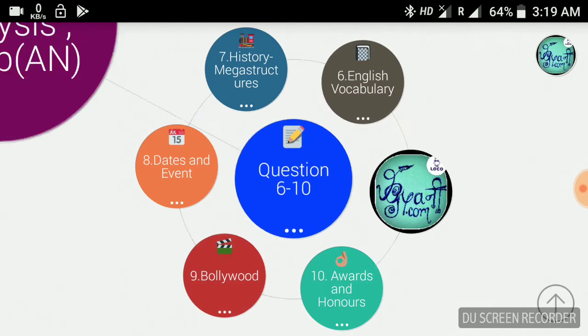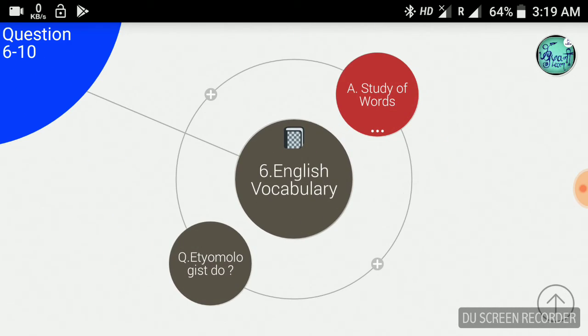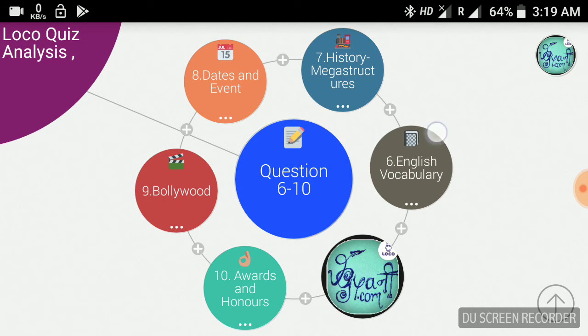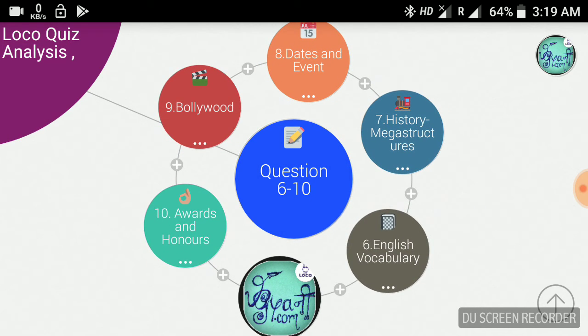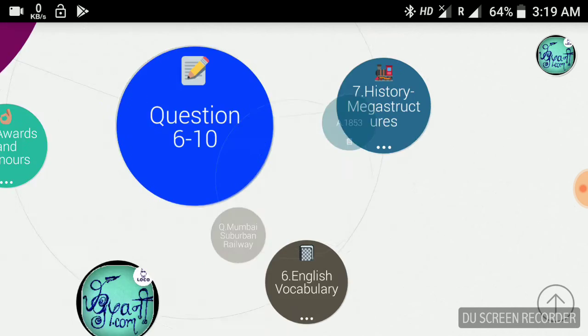Moving to the sixth question, it is from the vocabulary section: what do etymologists do? So etymology is basically the study of words. And the seventh one is from mega structure histories, that when did the Mumbai suburban railway start? The answer is 1853.